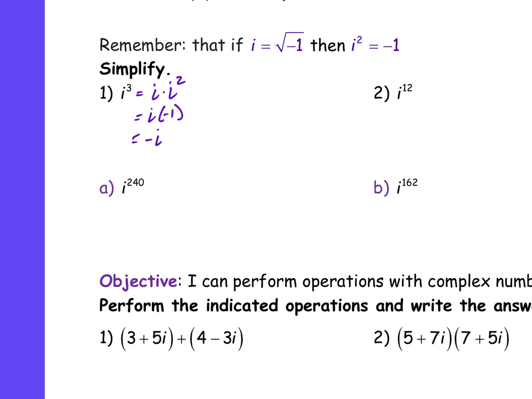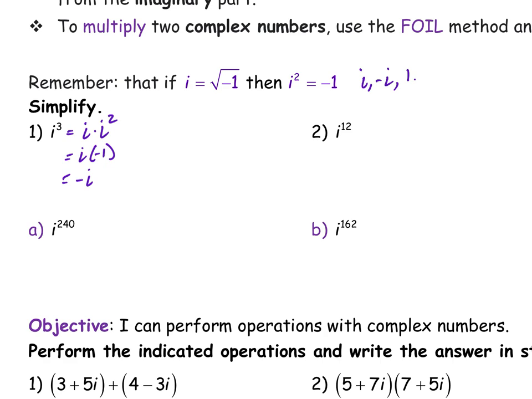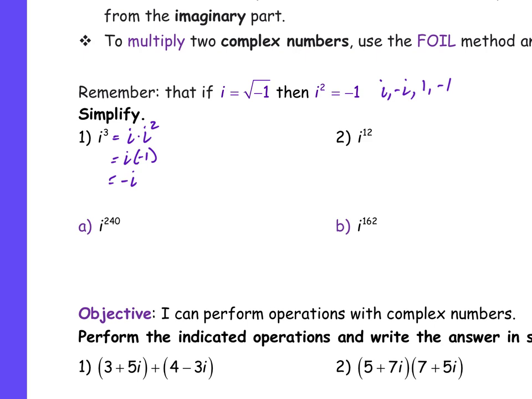You will get one of four answers in this section. There's only four answers for this. There's i, there's negative i, there's 1, and there's negative 1. Those are the only four answers you can get for this section. Okay? This comes up.